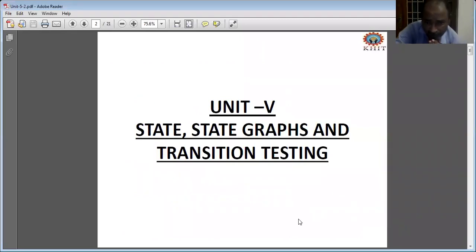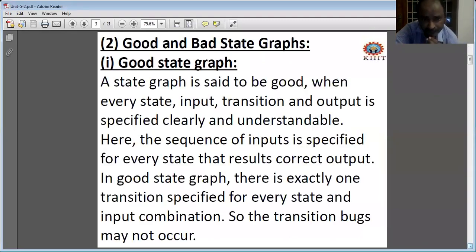Continuation of state graphs and transition testing. Good and bad state graphs. What is meant by good and bad state graphs? What is meant by good state graph?